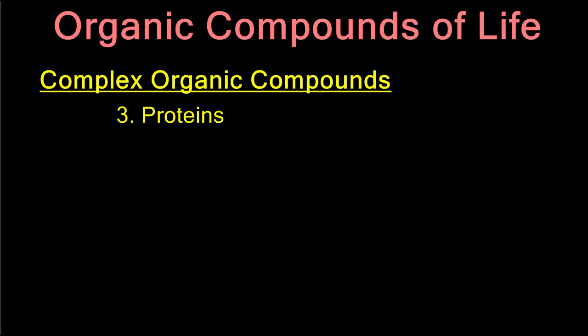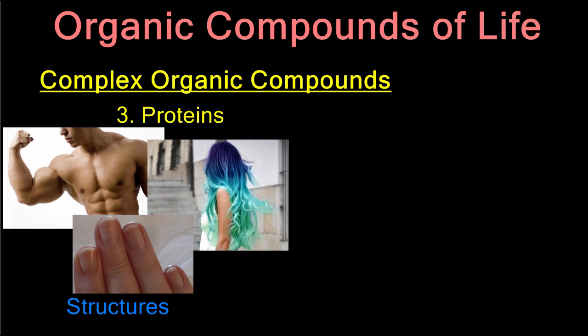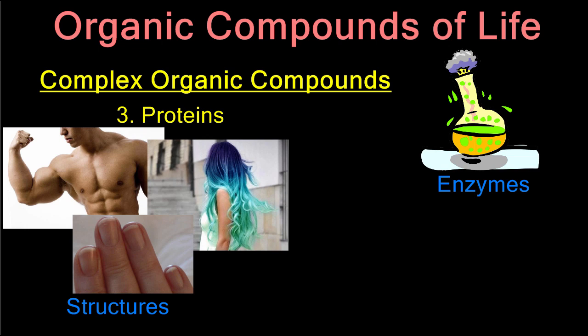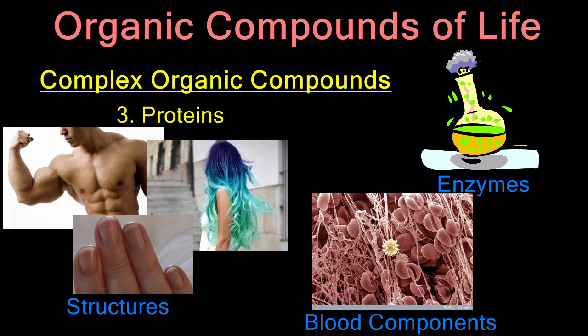Proteins are used for a number of functions around your body. Some proteins form structures like muscle, hair, and fingernails. Others act as enzymes to speed up chemical reactions in the body. Proteins also make up some of the components of your blood.